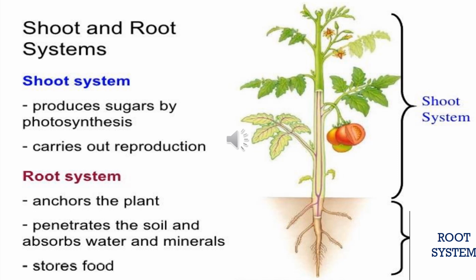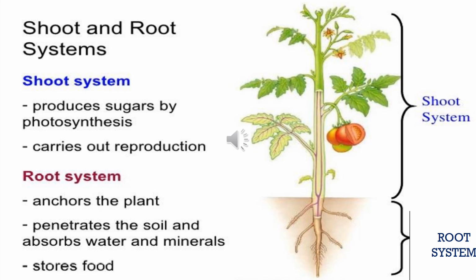What is the shoot system? The part of the plant that grows above the soil is called the shoot. The stem, the branches, the leaves, the buds, the flowers and the fruits together make up the shoot. The shoot system produces sugars by photosynthesis and carries out reproduction.